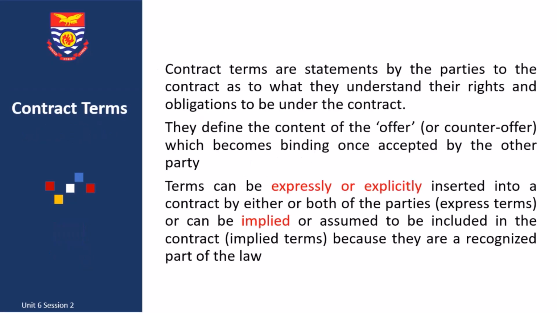contract schedule. Contract terms are statements by the parties to the contract as to what they understand their rights and obligations to be under the contract. They define the content of the offer, which becomes binding once accepted by the other party. Terms can be expressly or explicitly inserted into a contract by either or both of the parties. Or they can be implied or assumed to be included in the contract because they are a recognized part of the law.